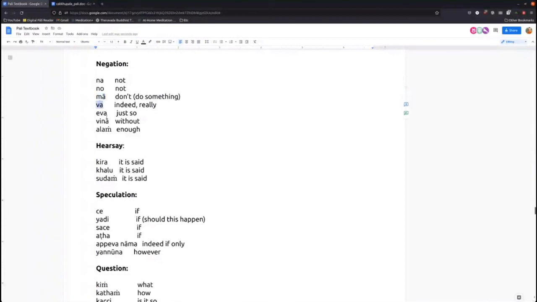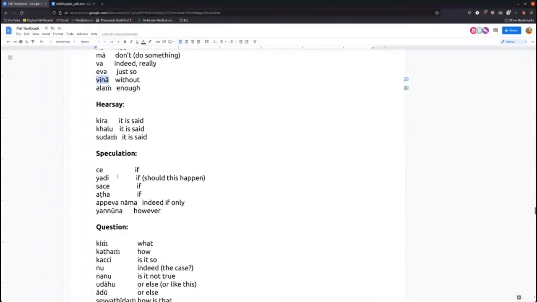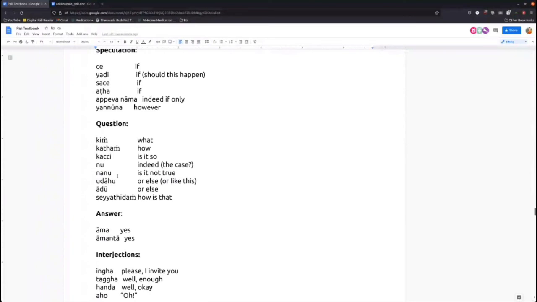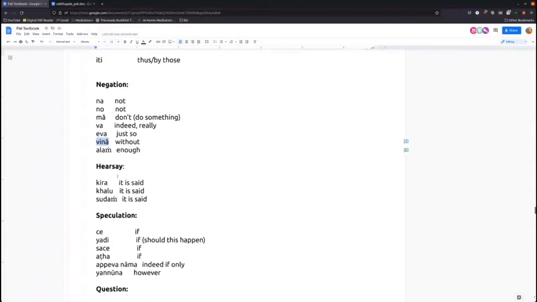And these are not always used as negations, but they can be. Alam is kind of a negative in the sense that alam means enough, the same as in English. When someone says too much, you say enough. It literally does mean enough, and it's used in that sense, in the same way in English that we say enough to stop someone. Vina is the same as, where's our saddhim? Anyway, vina and saddhim are used in the same way.